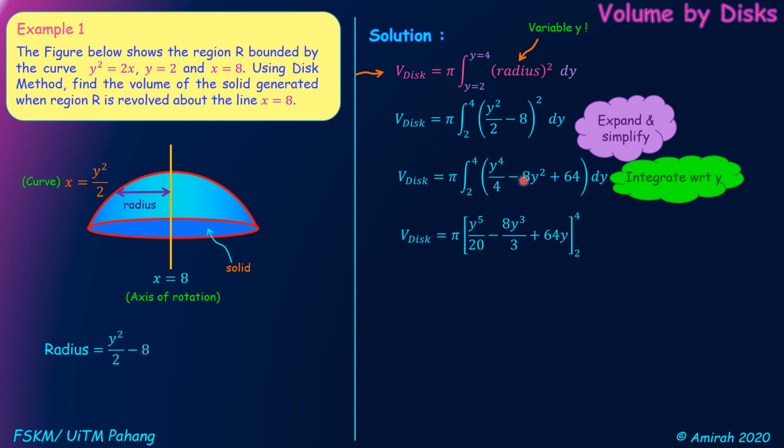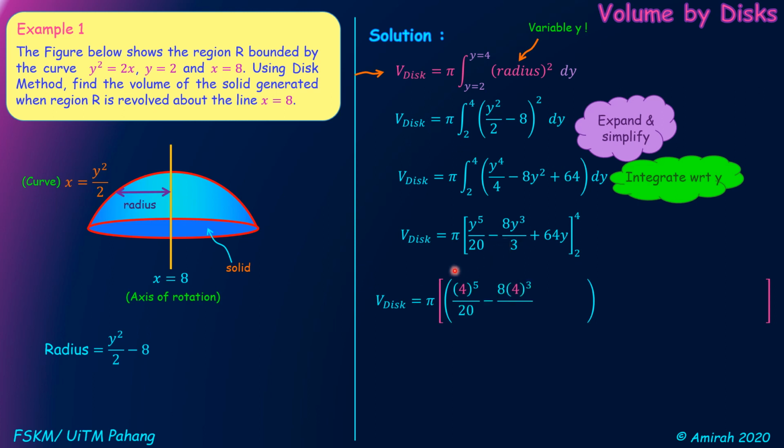And then minus 8, we just keep the constant in front. And then we integrate y squared using power rule, so we get y cubed over 3. And then plus, when we integrate constant 64 with respect to y, we get 64y. Since this is definite integral, so no plus c, but we must put square bracket with lower limit and upper limit. And after we integrate, no more integration sign.